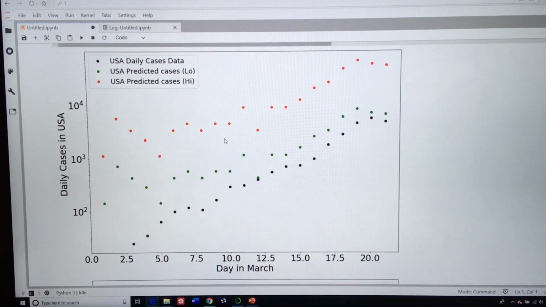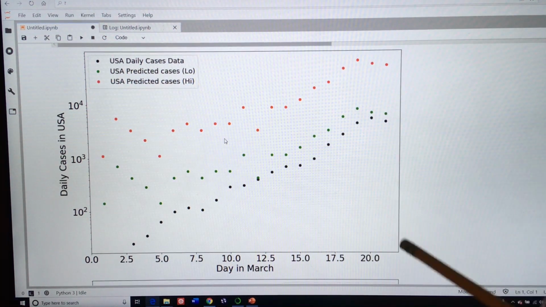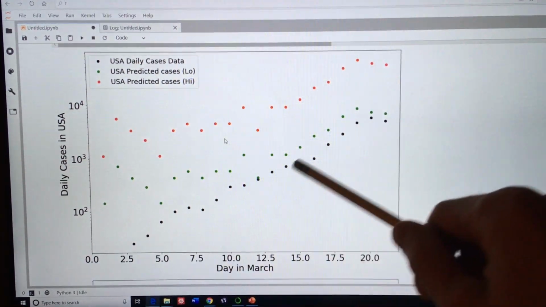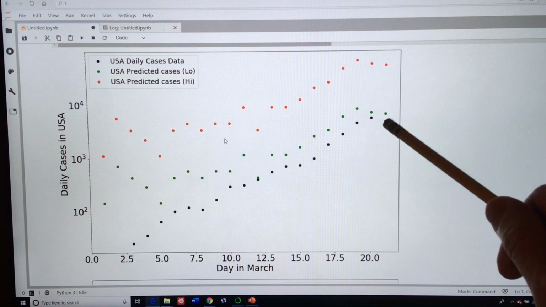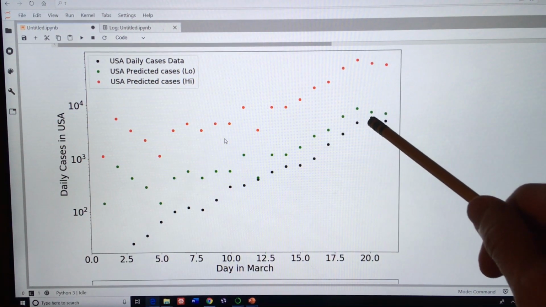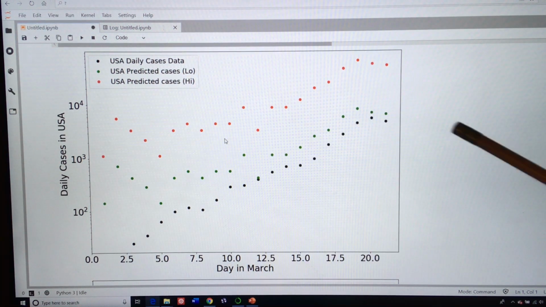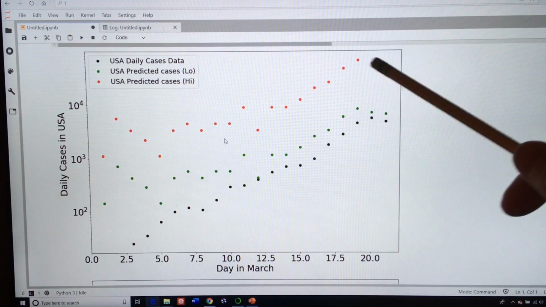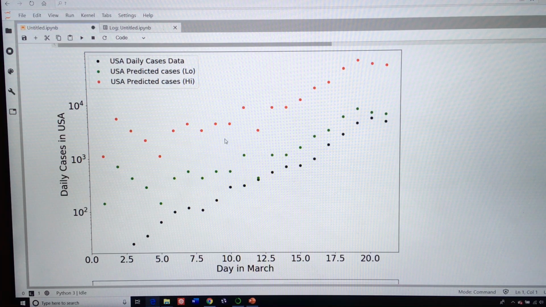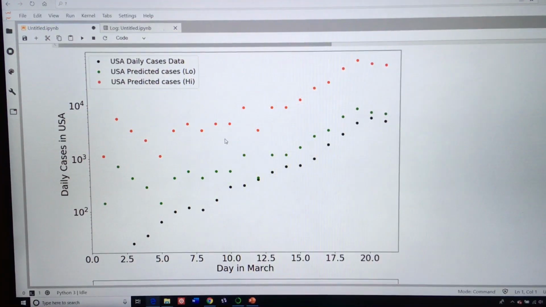So here's a plot of the number of daily cases. This is the day in March, so we have data out to March 21st. The black is the data. So for the first time, this last point actually went down, less than the previous day, which is really good. Then we have two estimates, a low estimate in green and a high estimate in red, of the actual number of cases based on deaths.